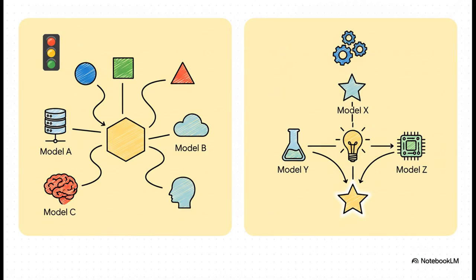Think of routing kind of like a smart traffic cop, directing every single request to the one best model for that specific job. Ensembles, though, they're more like a team of experts, a committee, bringing multiple models together to work on a problem and come up with a superior final answer. Two different tools for two very different but equally important goals.